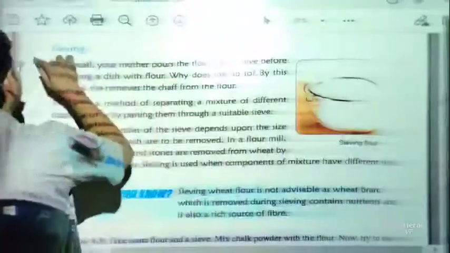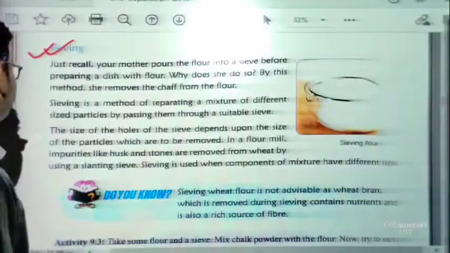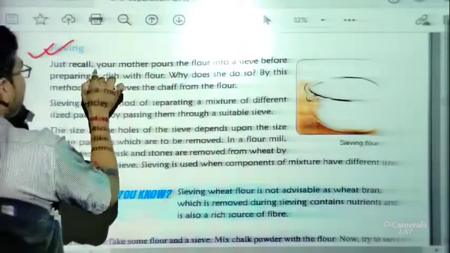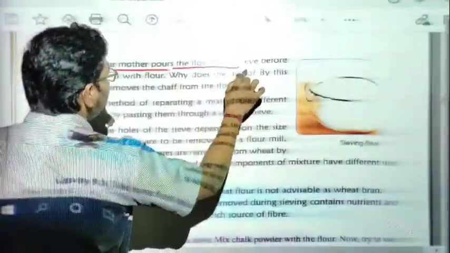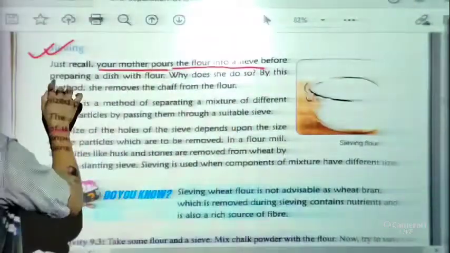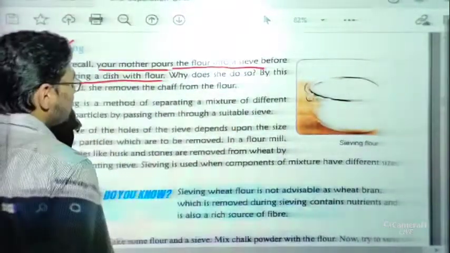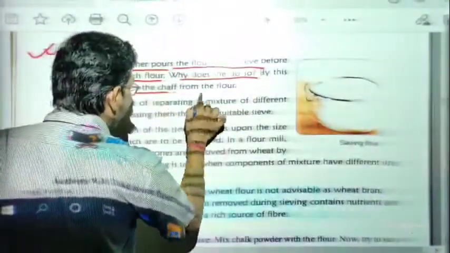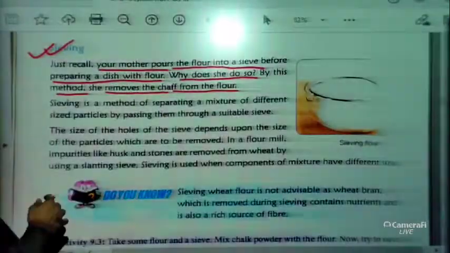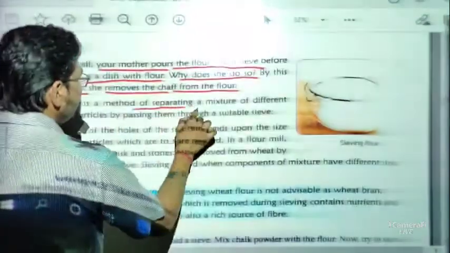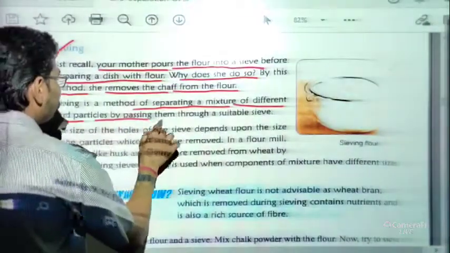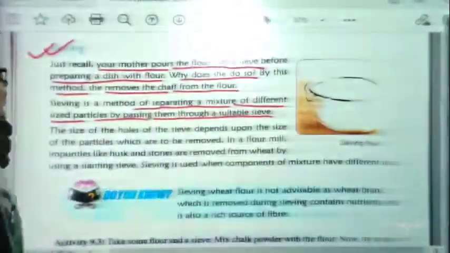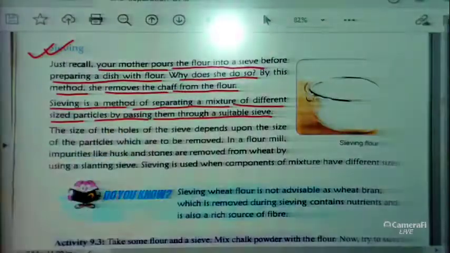So what is this method? First of all let us discuss that. Just recall, your mother pours the flour into a sieve before preparing a dish with flour. Why does she do so? By this method she removes the chaff from the flour. Now sieving is a method of separating a mixture of different sized particles by passing them through a suitable sieve.